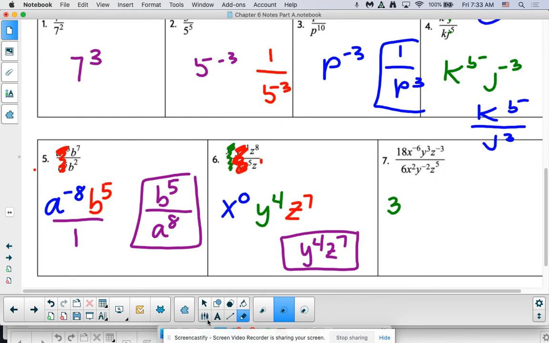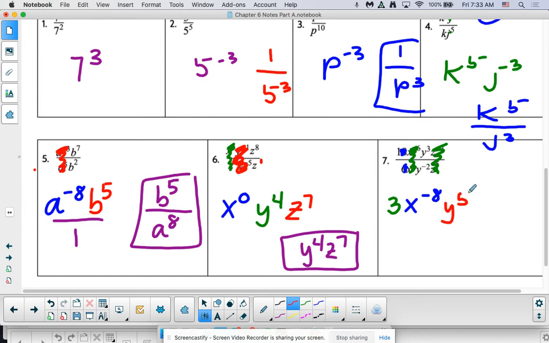And now I'm going to focus in on my x's. So I'm going to cross off my numbers, get rid of my y's and my z's. So I have x to the negative 6 over x squared. Well, negative 6 minus 2 is negative 8. Again, use that calculator if you're not very good at subtracting positive and negatives. There's no shame in that. Now I'm going to cross off my x's and my z's and just focus in on my y's. So I have y cubed over y to the negative 2. Well, 3 minus negative 2 is really 5.